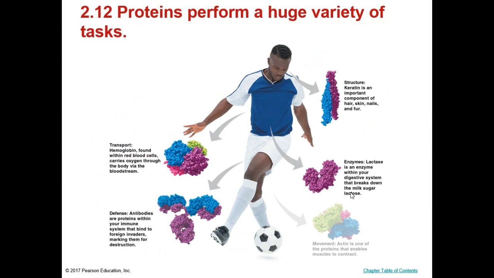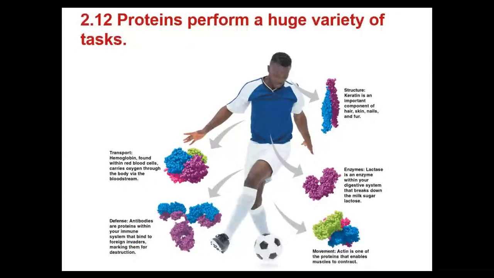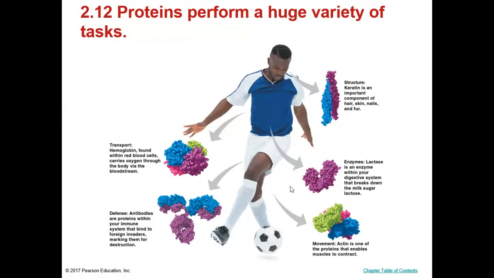So as mentioned, proteins have a wide array of functions, of roles in the body. They're essentially the workers of the cell. They do everything for the cell. Some examples are, for example, structure. For example, keratin. Keratin makes up the main protein that our hair, for example, is made up of. It's also found in the skin.